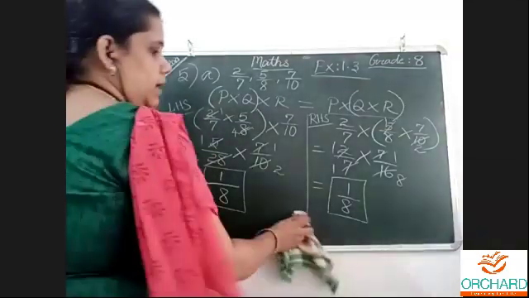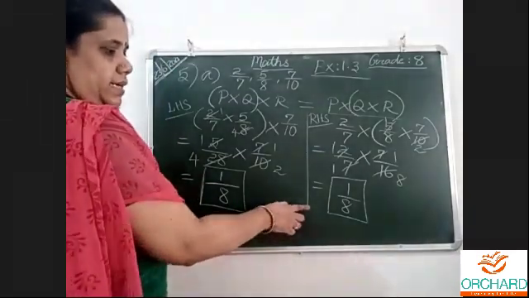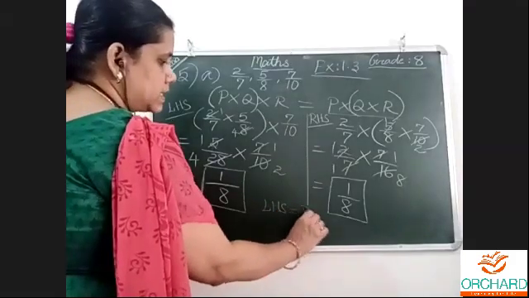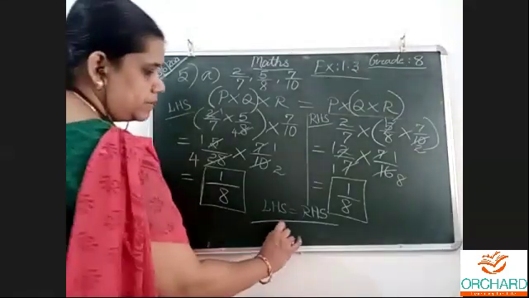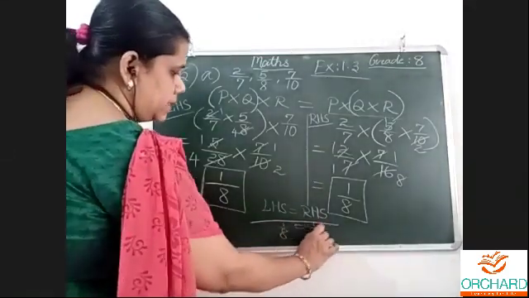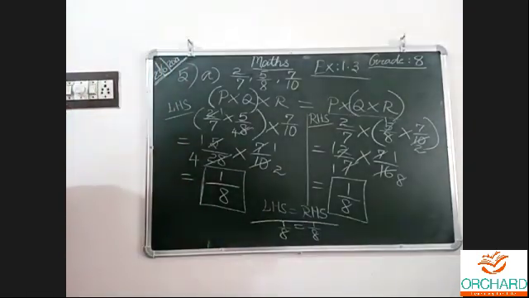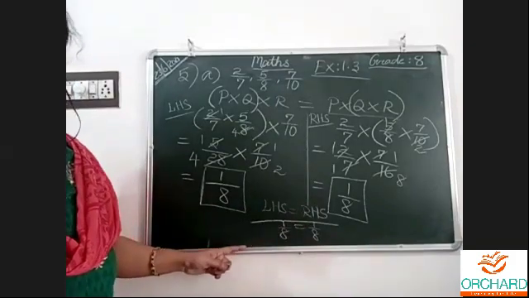LHS equal to RHS. Here I have placed, so I erase this line a little bit. LHS is equal to RHS. Verify. 1 by 8 is equal to 1 by 8. What means that also right. So we have proved this. This is the way to prove.